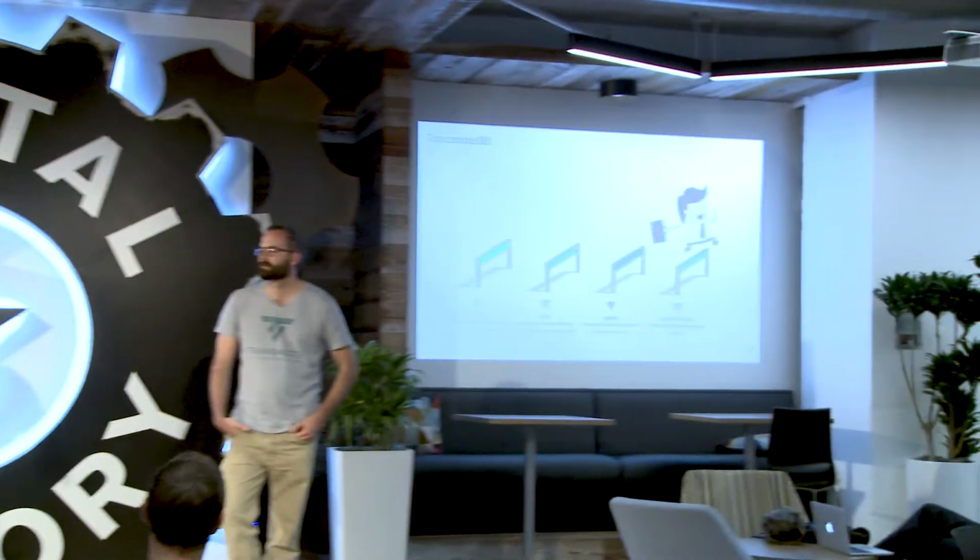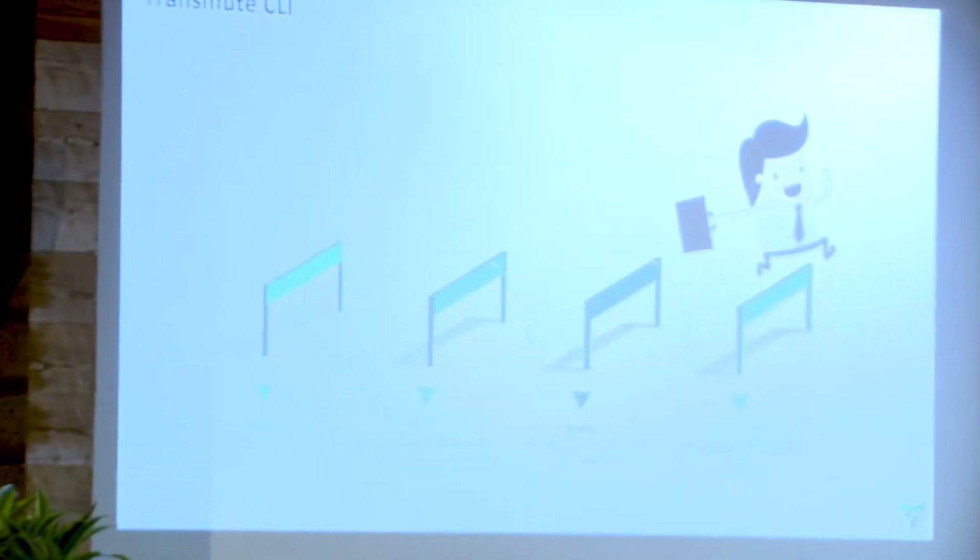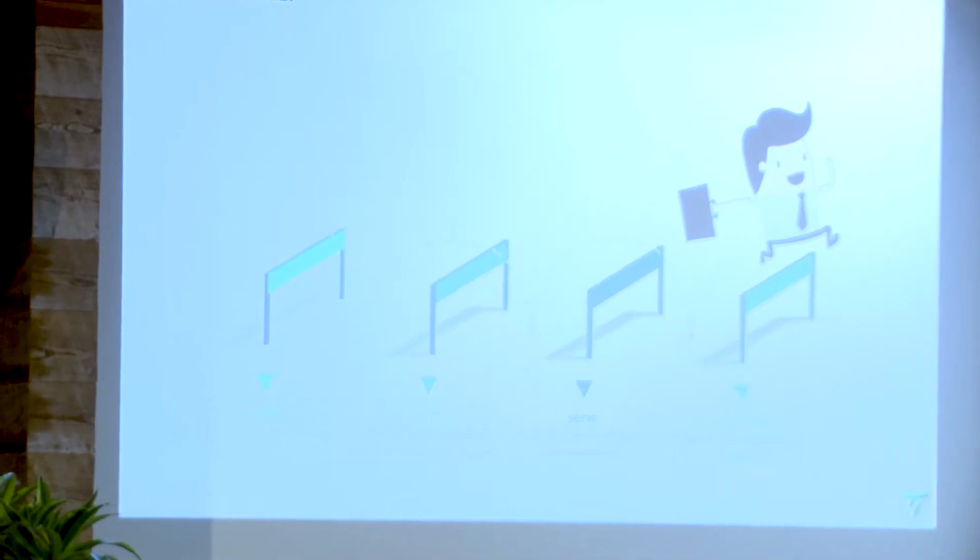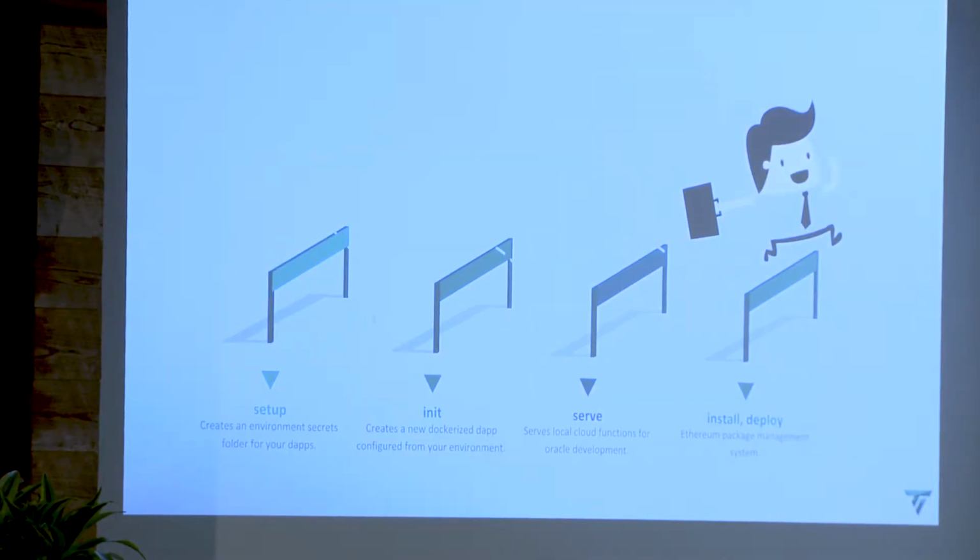And then the next thing that we built, so we had the framework and we built the dApp, which is built on the framework, is a command line interface. And the command line interface comes with a lot of very useful commands, such as setup, which allows you to set up an environment on your local machine for managing any secrets that you may have for external dependencies or cloud dependencies such as Firebase or AWS or any place that you need to put secret keys.